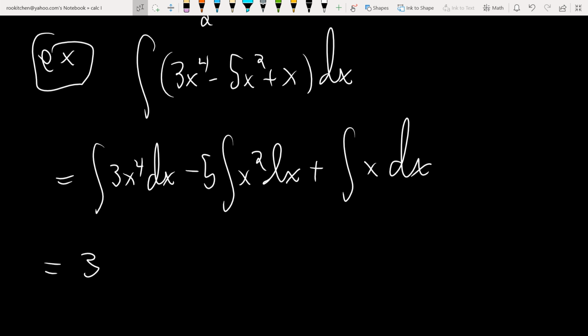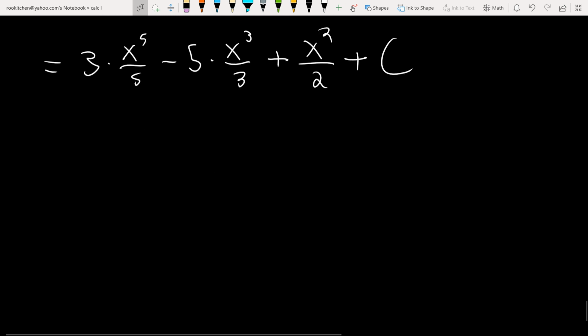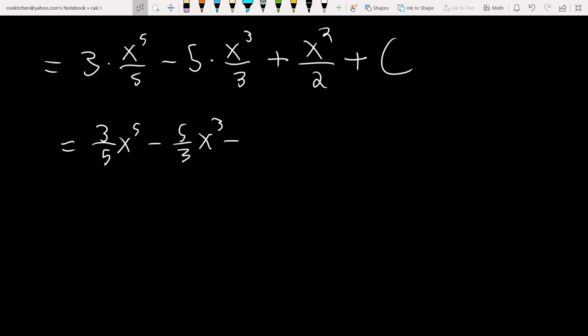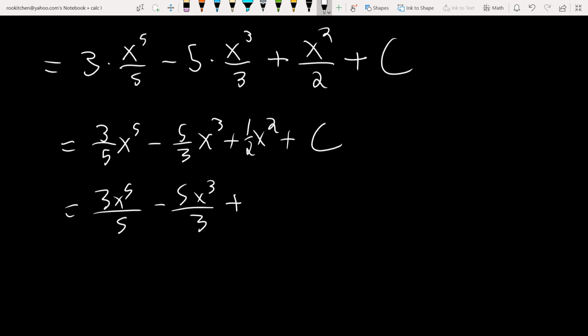And then the integral of x to the 4th will be x to the 5th over 5, minus 5 times x to the 3rd over 3, and then plus x squared all over 2, and then plus c. And then clean it up, and then you got it. 3/5 x to the 5th, if you wish, minus 5/3 x cubed, plus 1/2 x squared, plus c. And of course, you could also write it as 3x to the 5th over 5 minus 5x cubed over 3 plus x squared over 2, if you wish.